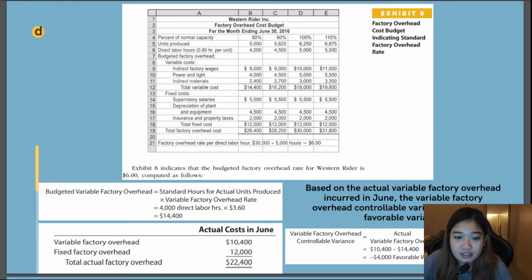which gives negative 4,000, a favorable variance. The variable factory overhead controllable variance indicates the ability to keep the factory overhead cost within the budget limits, because variable factory overhead costs are normally controllable at the department level. Responsibility for controlling this variance usually rests with department supervisors.